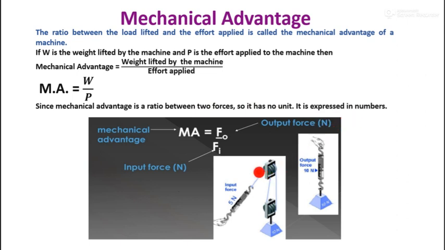Now in this picture you can see a heavy load is lifted by a 5 Newton force. Load W divided by effort P is called mechanical advantage. Now again in this picture, output is divided by input. Now, output, 10 Newton force, is the mechanical advantage: load weight divided by effort. This is the formula for mechanical advantage: load weight divided by effort.